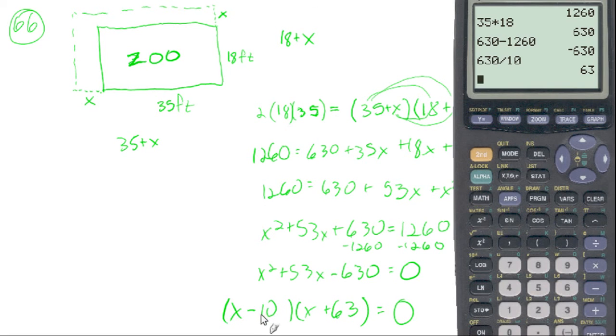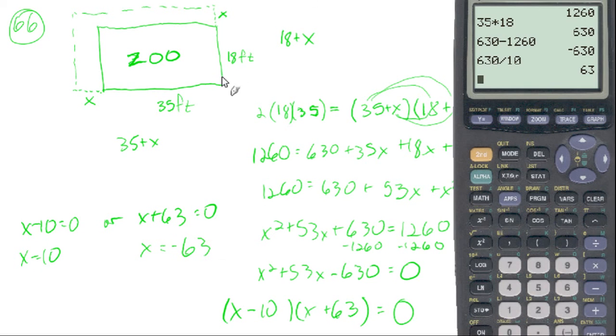The genius part of it: you multiply these two parentheses together, you get 0, which means that either this is 0 or this is 0. So x could be 10 or x could be negative 63.